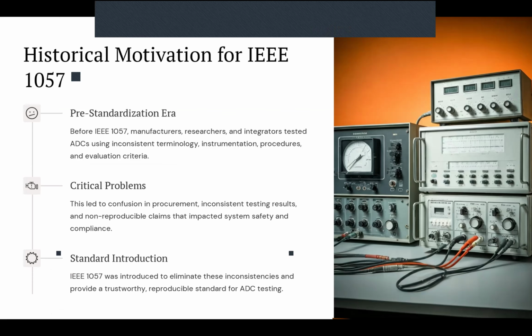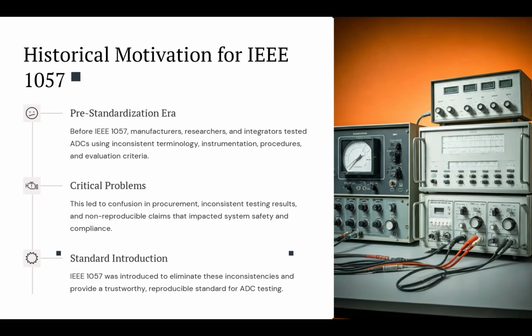Okay, now let's talk about basically the history and the motivation behind introducing the IEEE 1057. Before this standard, vendors made unverified performance claims. There was no reproducibility. There were inconsistent test conditions and dangerous assumptions during their testing that would favor their architecture.